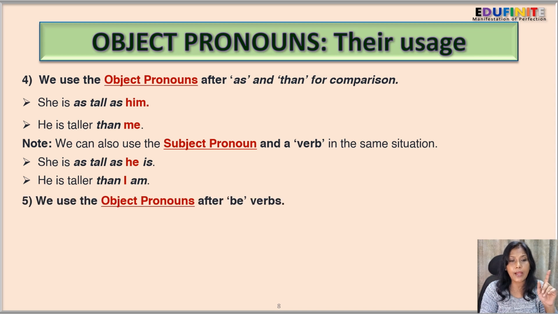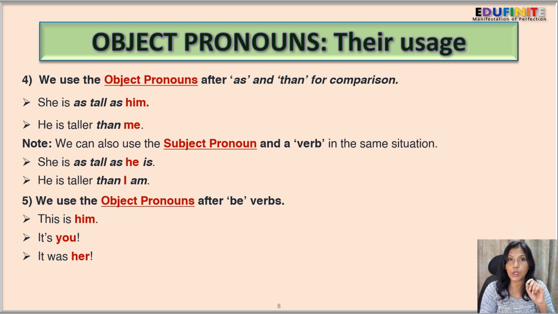Next, another place where we can use the object pronouns is after be verbs. This is him. So here the be verb is, and we are using the object pronoun him after it. We don't say, this is he. We say, this is him. Next, it's you. So you is always the same, whether it's subject or object.